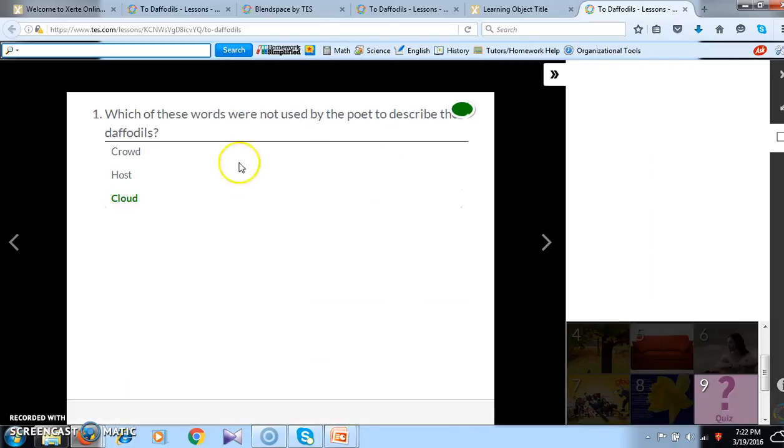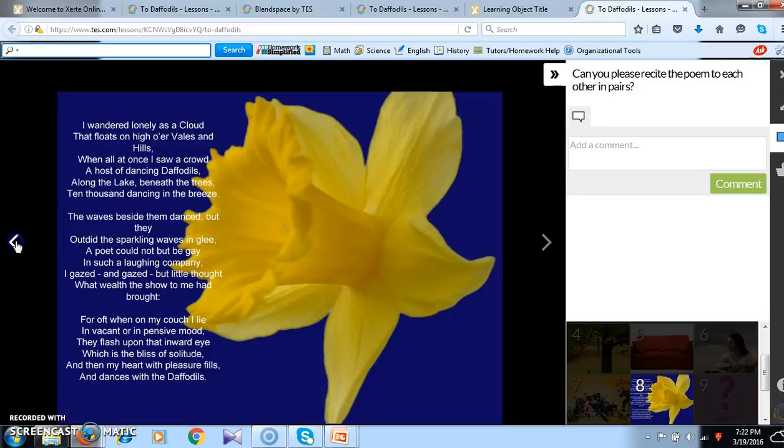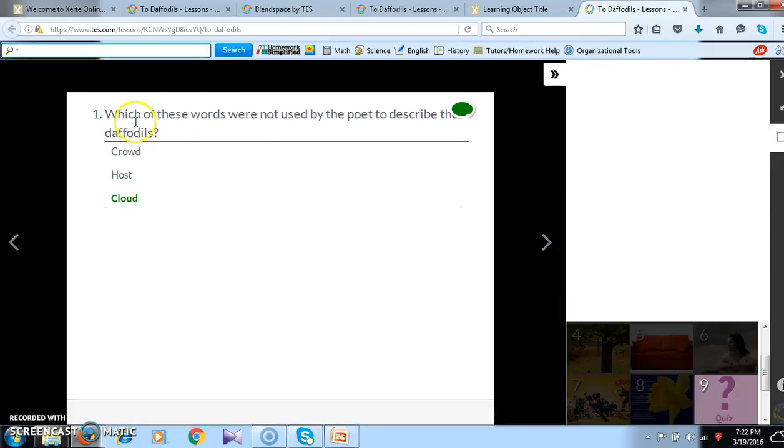Now, there's a quiz. Okay. So, which of these words were not used by the poet to describe the daffodils? What is the right answer? Yes, the cloud. Very good.